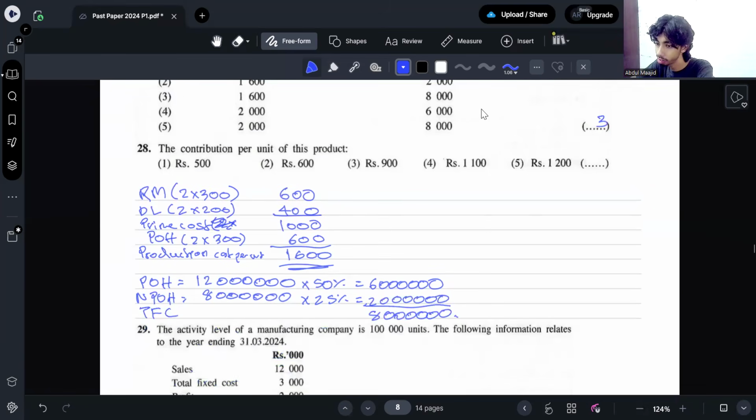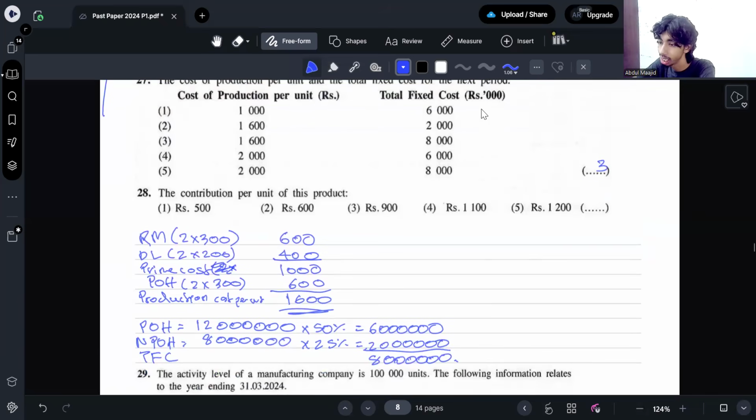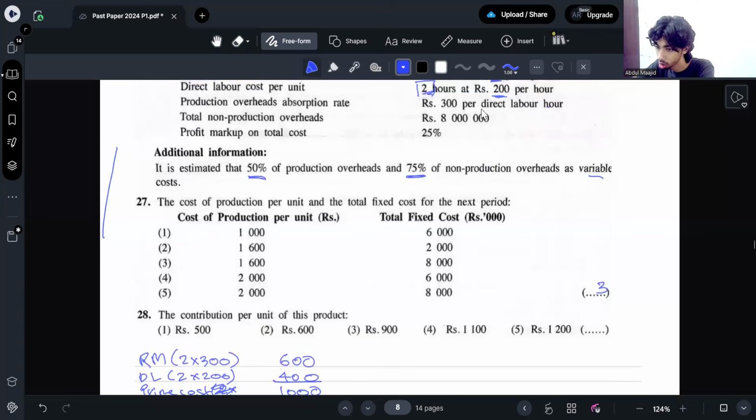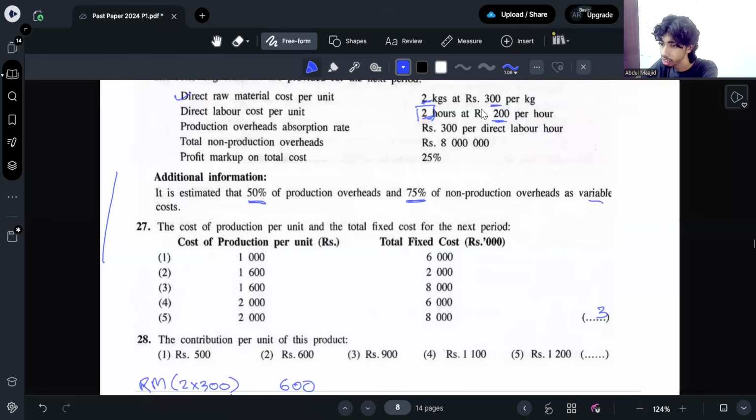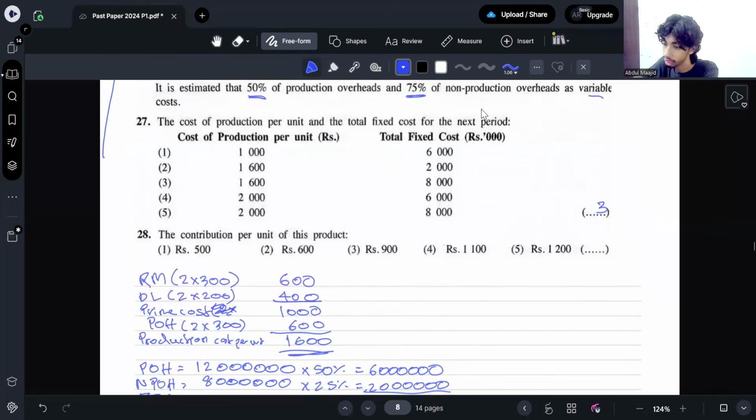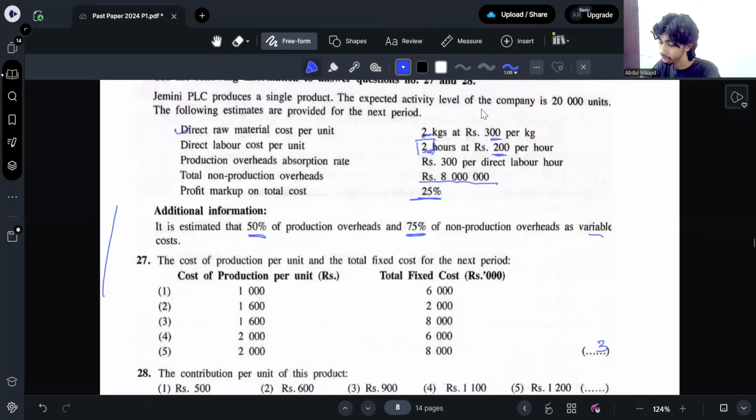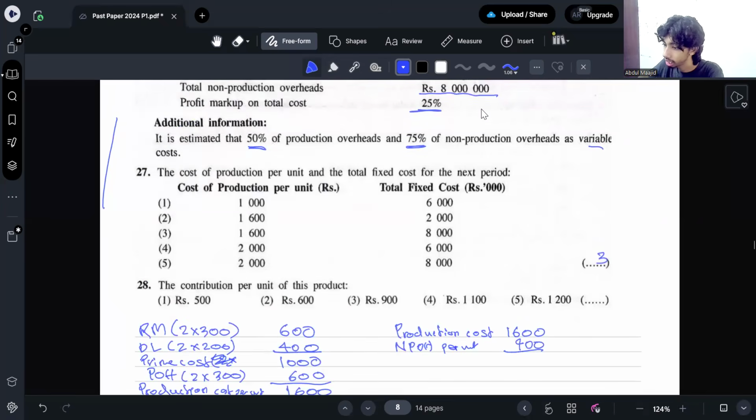Then 28. The contribution per unit of this product. How do you find contribution per unit? Selling price minus variable cost. So how do you find selling price? Profit markup on total cost 25%. Production cost per unit is 1,600. And now we need to find non-production overhead per unit. Total non-production cost is 8 million. We are producing 20,000 units. Then for 1 unit, the non-production overhead is 400. Then the total cost for a unit will be 2,000.